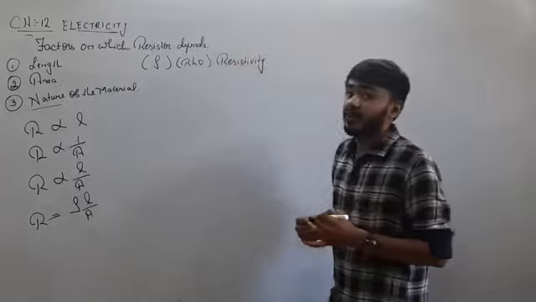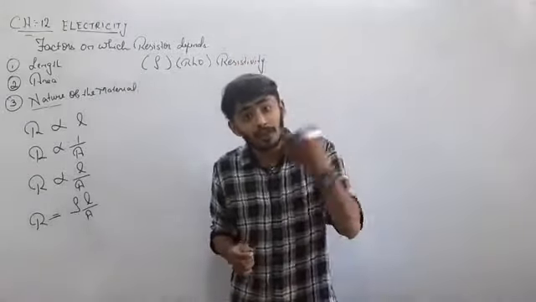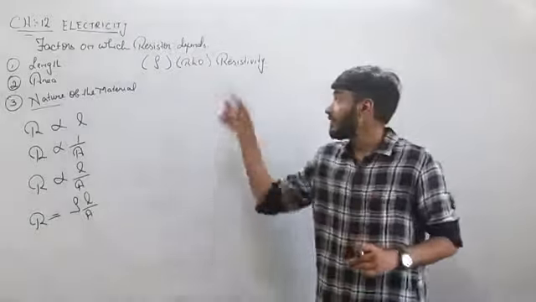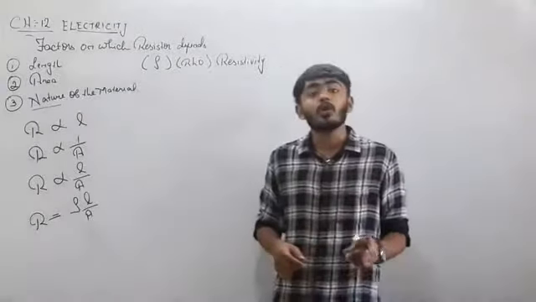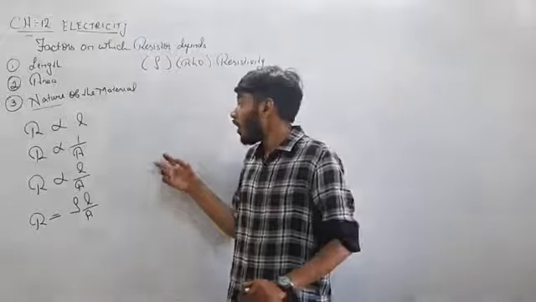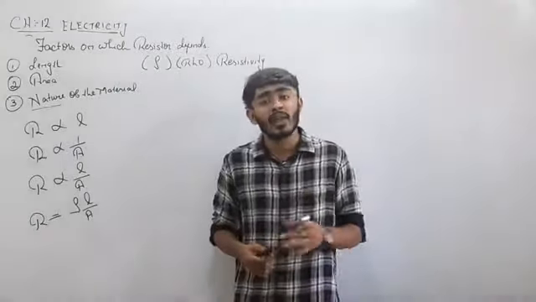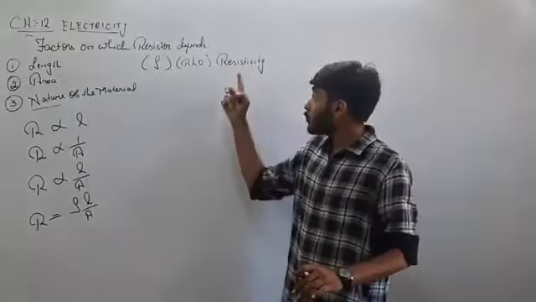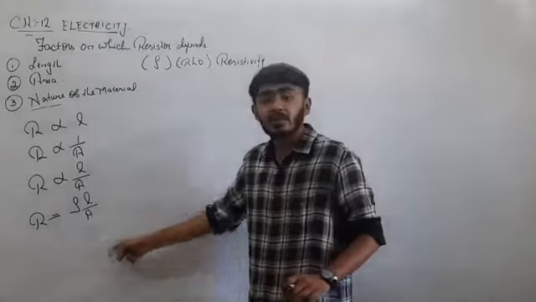Now what is resistivity? Resistivity is the value of the resistance that we were using in Ohm's law, or say the resistance we were using in any type of conductor. Fine. So this is resistivity. We can also derive the formula of resistivity from this.